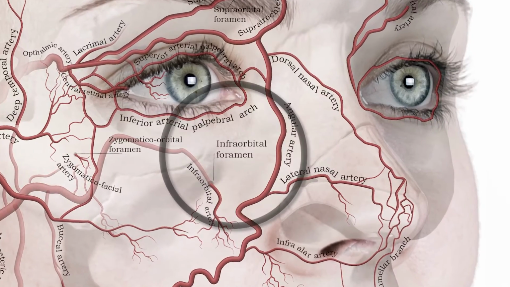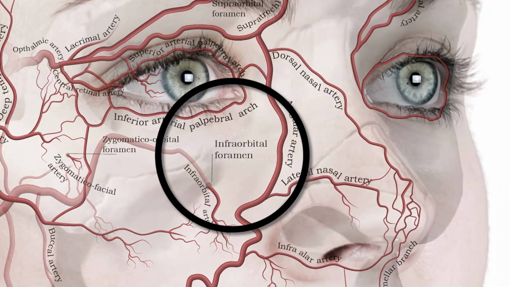So where's our next deep, dangerous area? So, infraorbital foramen, and this is just medial to the mid-pupillary line. So we often, when injecting, will draw a line down the mid-pupil, and we know that everything medial to that is a little bit risky.